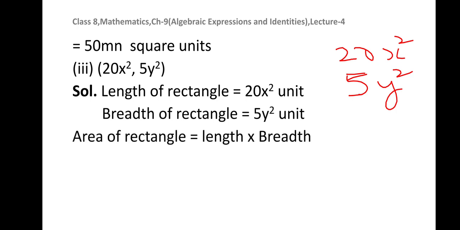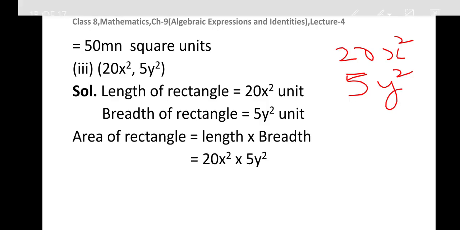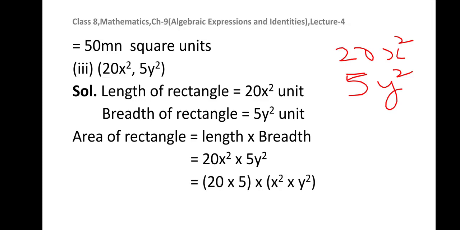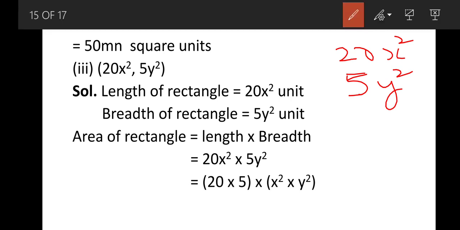The area of a rectangle is length into breadth. We need to simply multiply 20x square into 5y square. So what is the answer? It will be 20 into 5 into x square y square. The numerical coefficients will be multiplied and then the literal coefficients will be multiplied, and your answer will be 100x square y square square units.